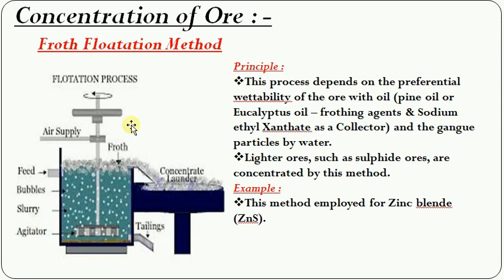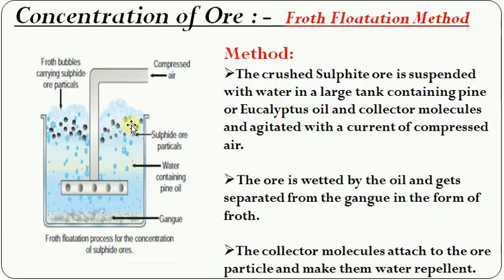Let us see the method very quickly. The crushed ore, sulfide ore, is suspended with water in a large tank like this, containing pine oil or eucalyptus oil or collector and collector molecules. It is agitated with a current of compressed air. The ore is wet by the oil and gets separated from gangue in the form of froth. So the ore forms froth, the gangue will settle down at the bottom. The collector molecule attached to the ore particles makes them water repellent, so the ore particle will not be wet by the water.